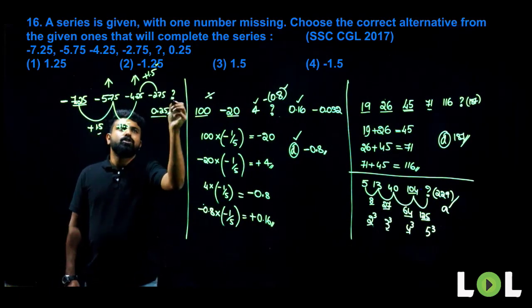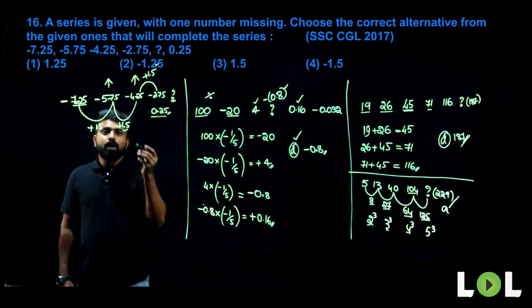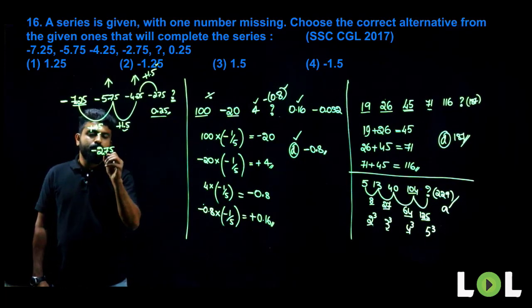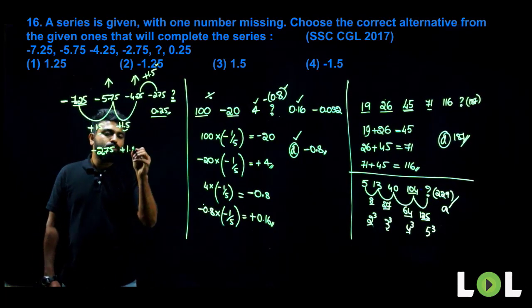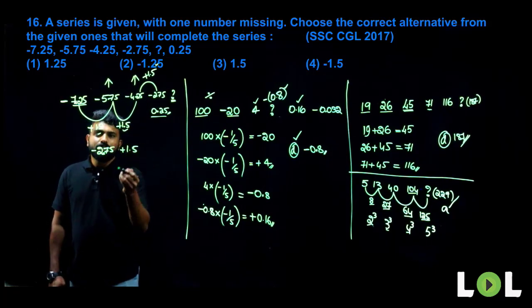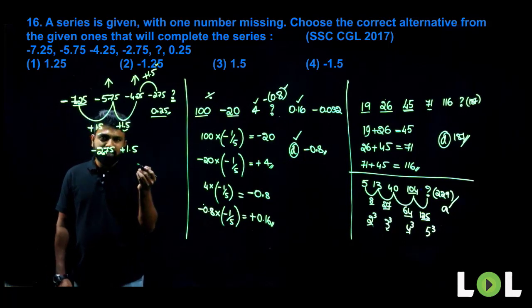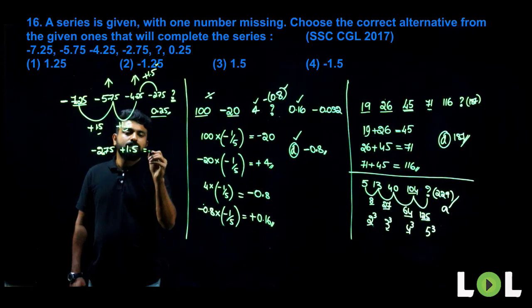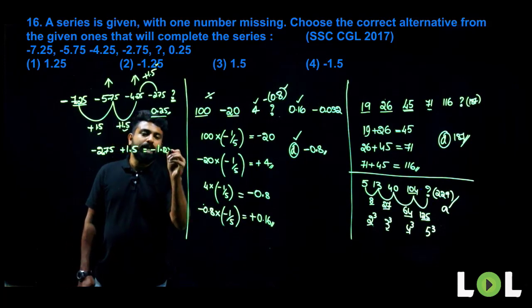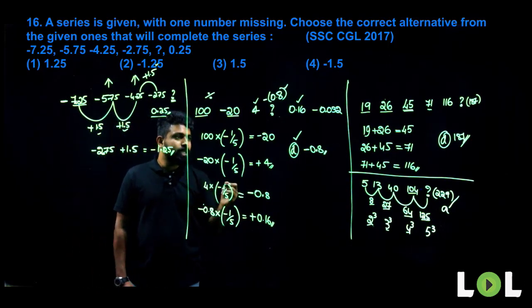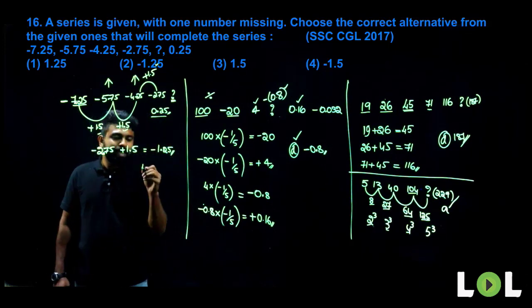So, to get my missing term, what do I need to do? I need to add plus 1.5 to minus 2.75. If I add plus 1.5, what do I get? Minus 2.75 plus 1 gives me minus 1.75. Minus 1.75 plus 0.5 gives me minus 1.25. Do we have that in our options? Yes. Option B, minus 1.25 is the right answer.